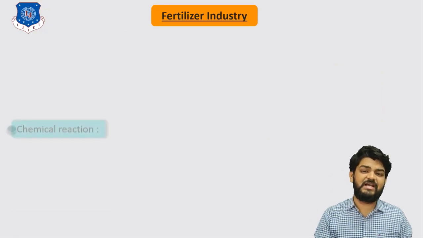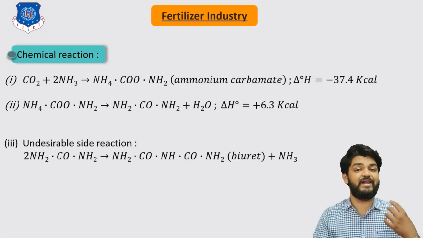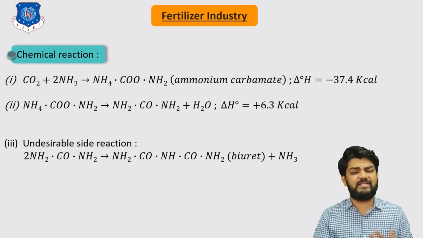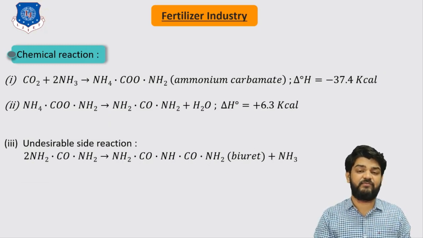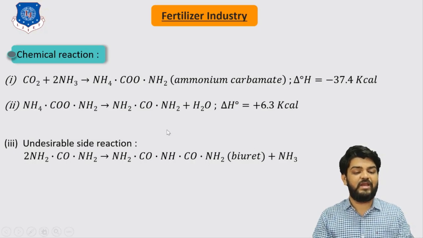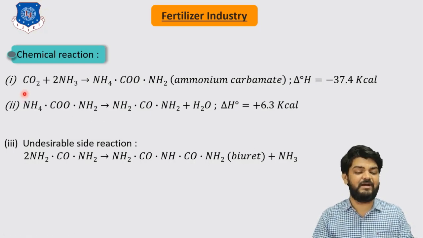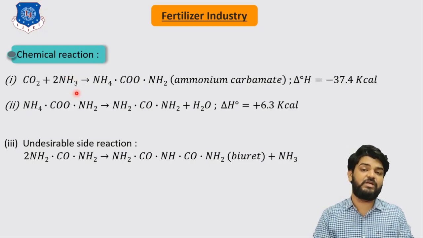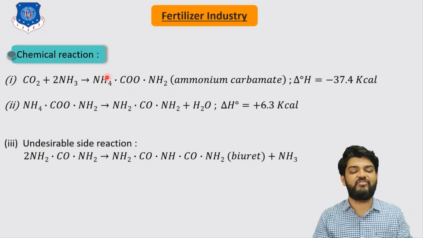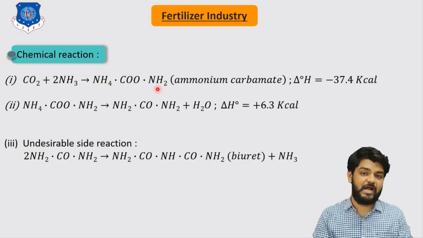Now, having said that, let's just quickly see what chemical reactions are taking place in order to produce urea. There are two main chemical reactions associated with the production of urea. In the very first reaction, you can see here that carbon dioxide is being reacted with 2 moles of ammonia in order to produce this compound, which is known as ammonium carbamate.